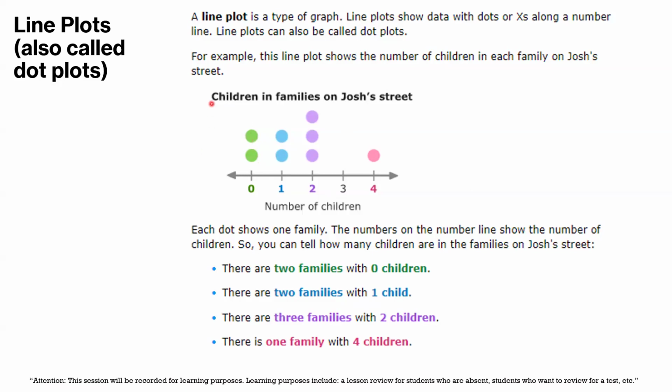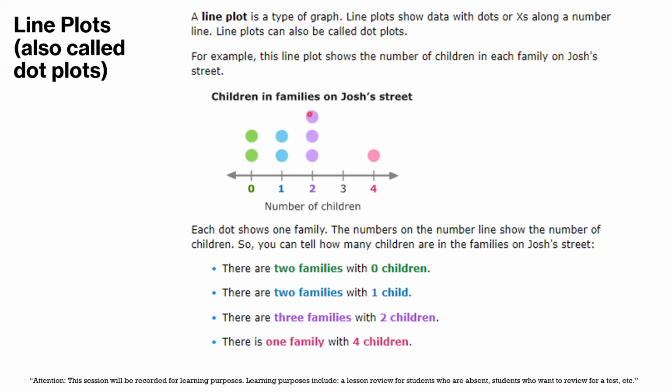If we look at this graph here, it says children and families on Josh's street. That means when Josh asked a statistical question, when he interviewed all the people that live along his street, he asked them, how many children are in your family? So two families answered 0 children, and we know that because there are 2 dots above the 0. And then 2 families said they only have 1 kid.